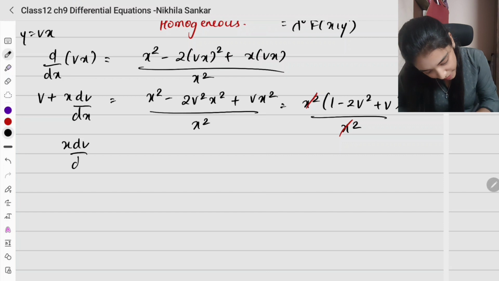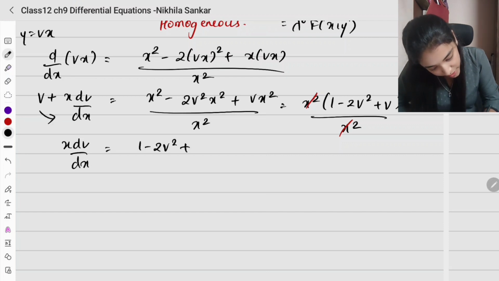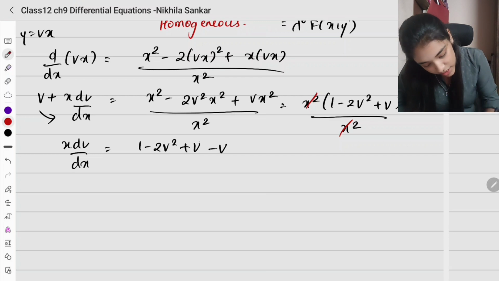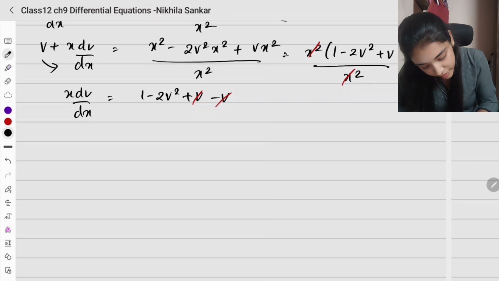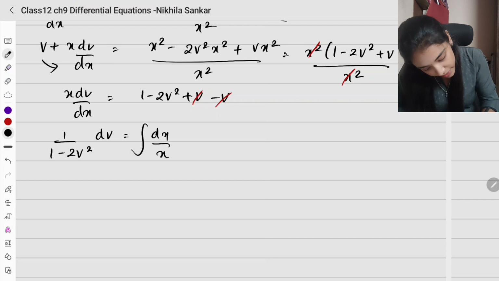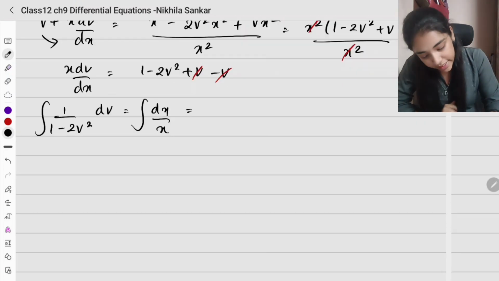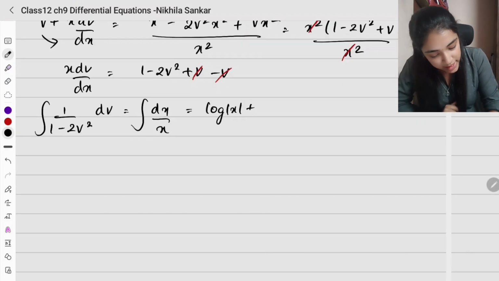x dv by dx equals, I'm taking this v to the other side. So I have 1 minus 2v square plus v minus v. So this gets cancelled. So dv ஒரு பக்கம் dx ஒரு பக்கம் எடுத்துட்டு வந்தா what will I have? 1 divided by 1 minus 2v square times dv equals dx divided by x. Right hand side is going to be log mod x plus c.